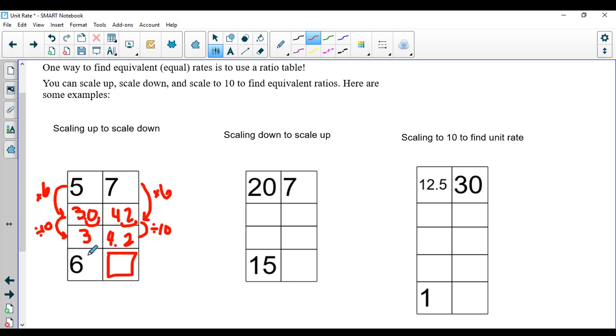And now I can see an easy way to get from 3 to 6 by simply multiplying by 2. And I'm going to multiply by 2 on this side. 2 times 4 is 8. 2 times 2 is 4. So my answer is 8.4. So I know that these are equivalent ratios, 5 to 7 and 6 to 8.4, because of the work that we did scaling up and scaling down. And we scaled up, scaled down, and scaled back up on this table.